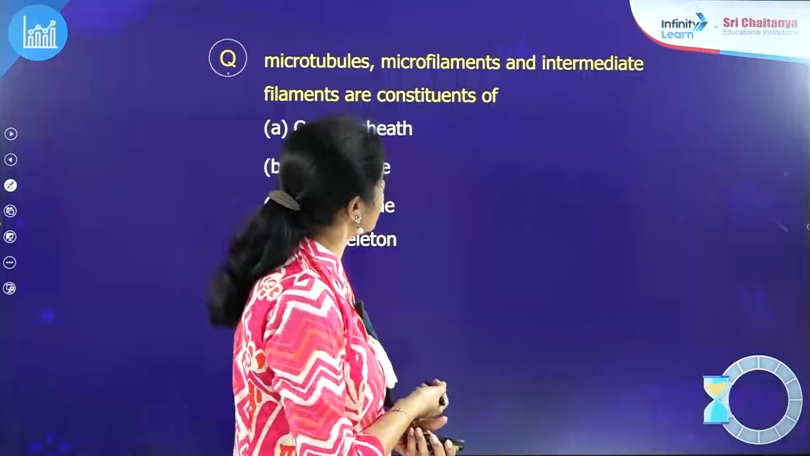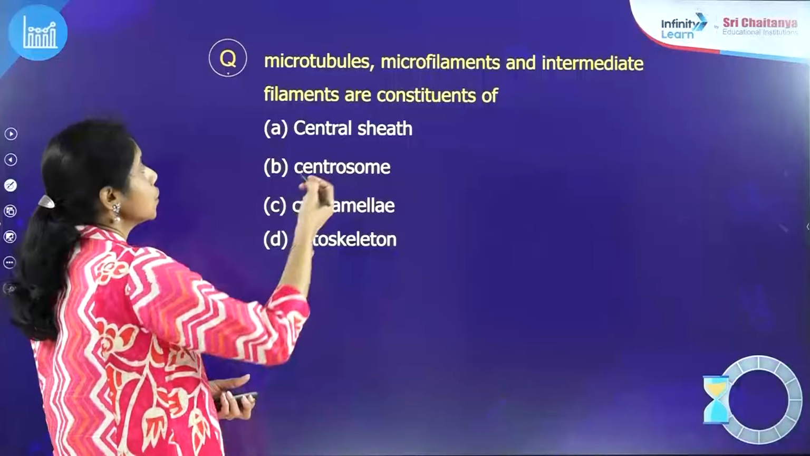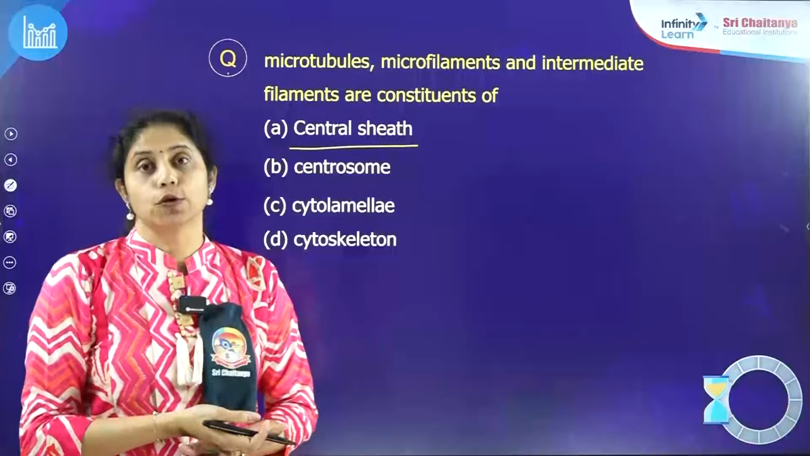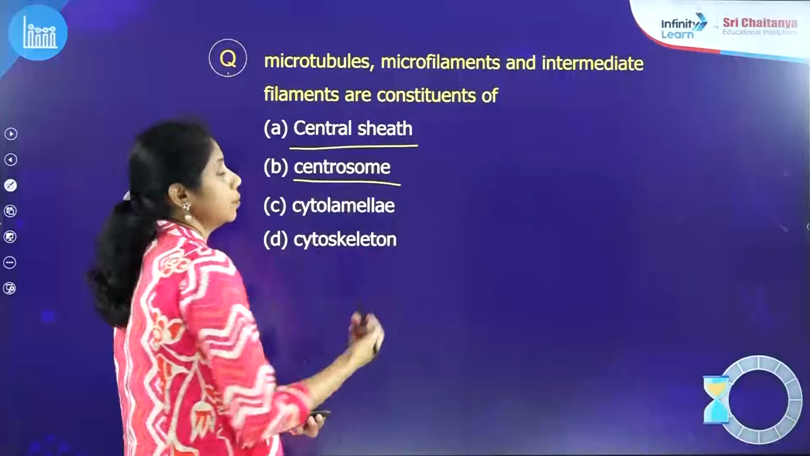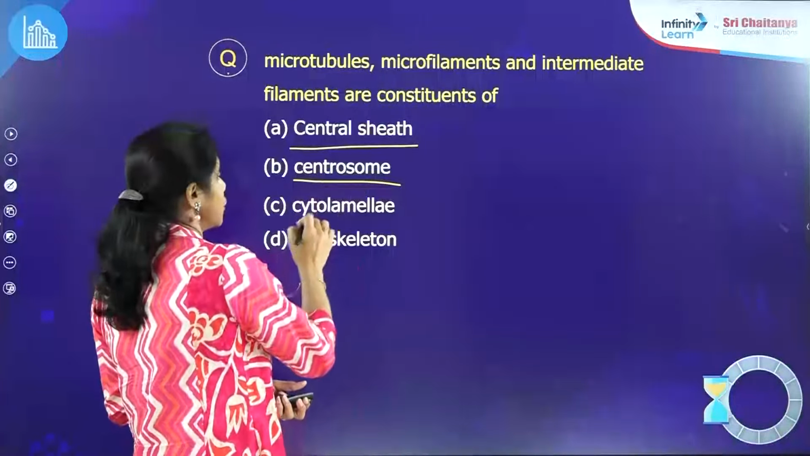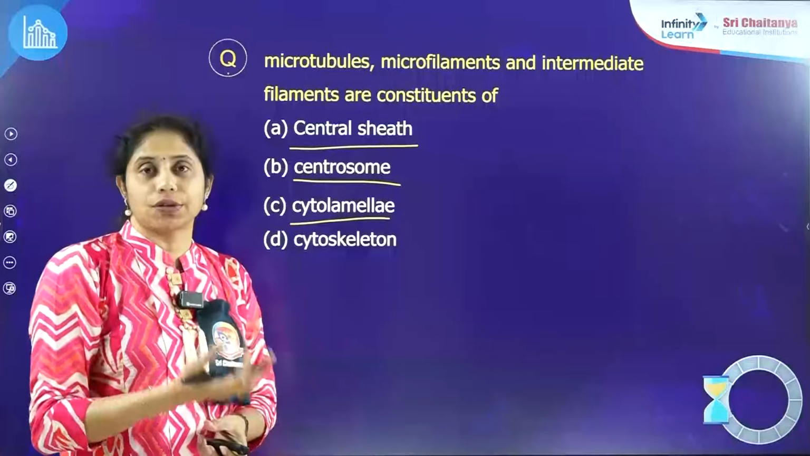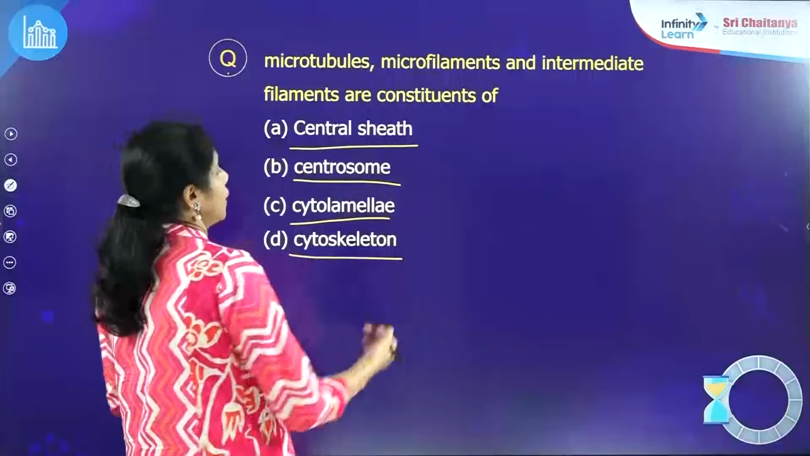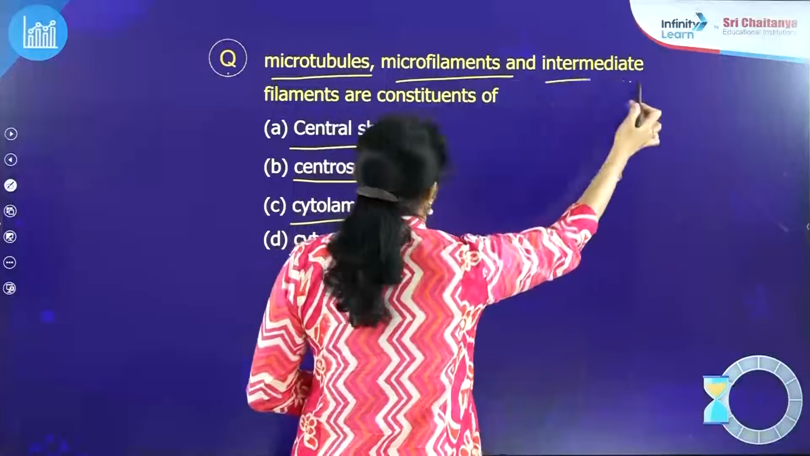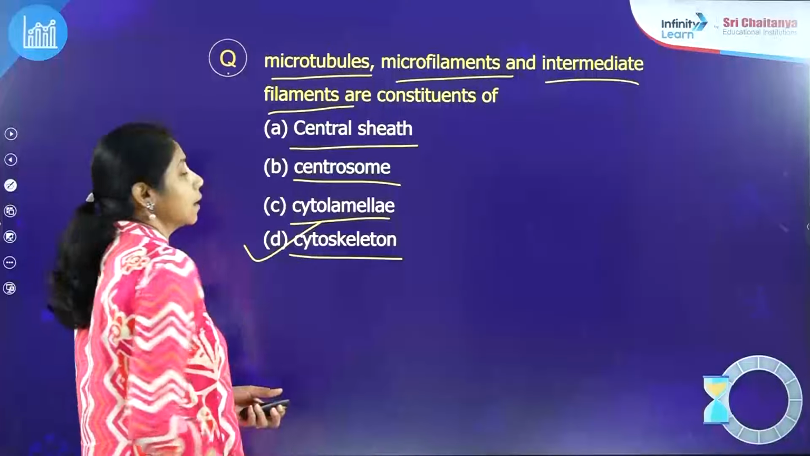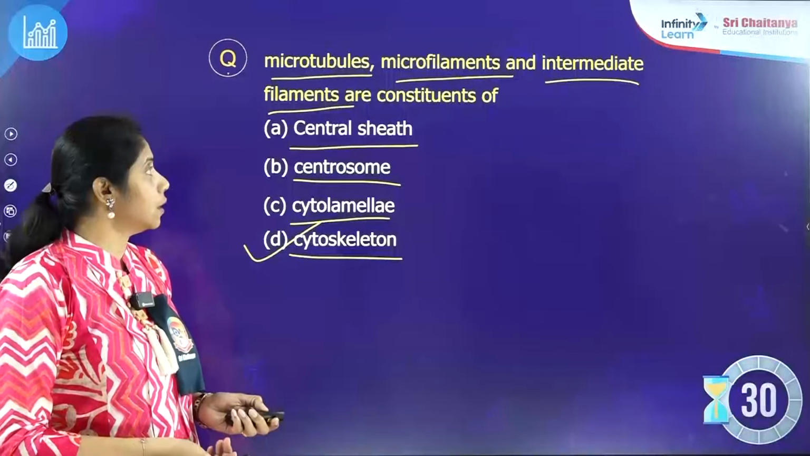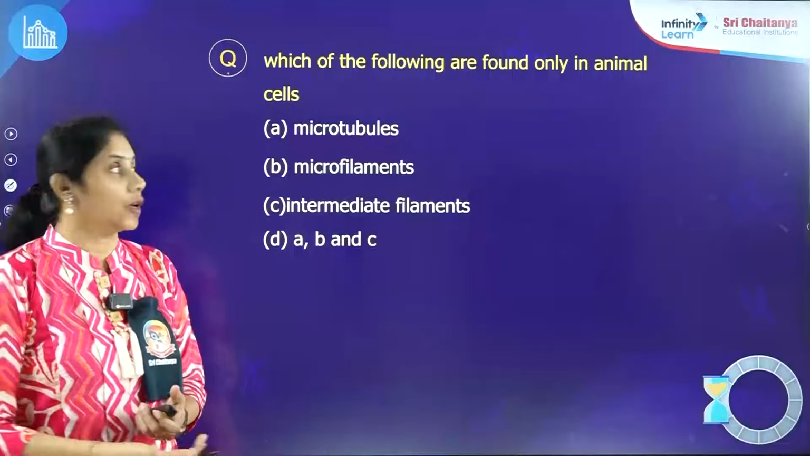Microtubules, microfilaments and intermediate filaments are constituents of the central sheath? This is present in the centrosome, in the central part. Centrosome is made up of two centrioles, and in the centrioles the central sheath is present. Cytolamellae, lamellar structures of the cell. Then cytoskeleton. You know that the cytoskeleton is made up of three components: microtubules, microfilaments and intermediate filaments. So, the correct option would be cytoskeleton, because it is composed of those three constituents.